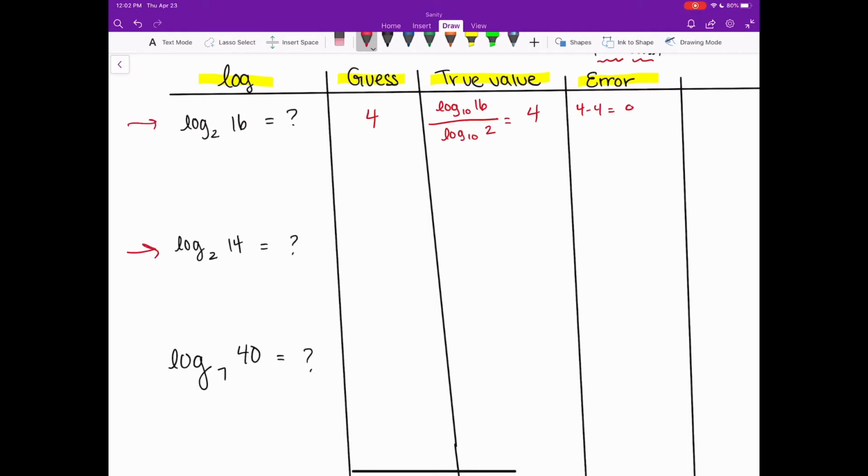Log base 2 of 14. Now I know I'm definitely going to have to use the change of base formula because this isn't something that I have memorized. I know 2 to the power of 3 is 8. 2 cubed is 8. I know 2 to the 4th power is 16. That's what we just did, right? But 14 is in between 8 and 16. Okay, so this 2 cubed, which I know is equal to 8, right? And then there's 2 to some sort of power, which has to be equal to 14. And then there's 2 to the 4th power, which equals 16.